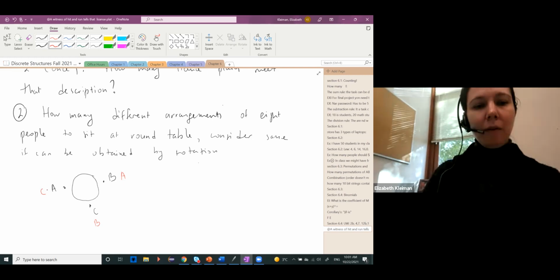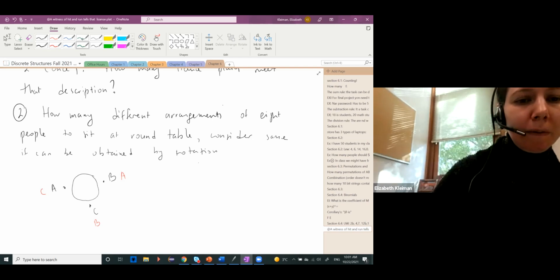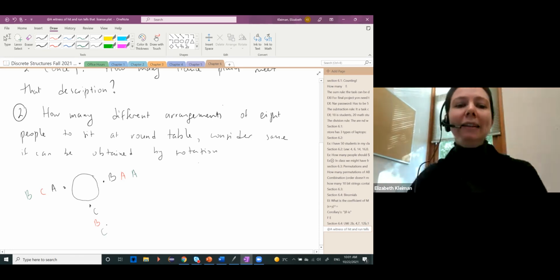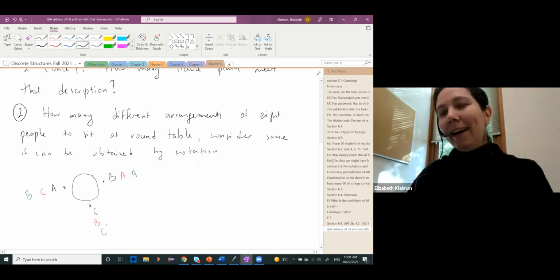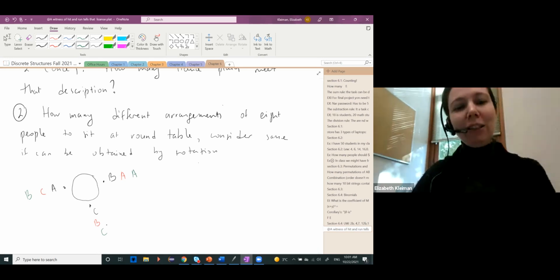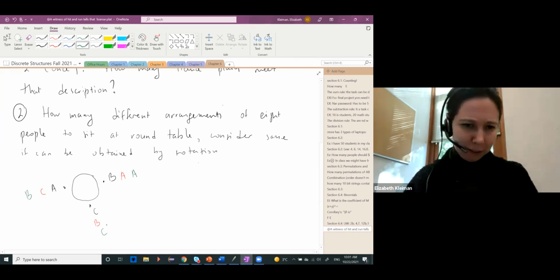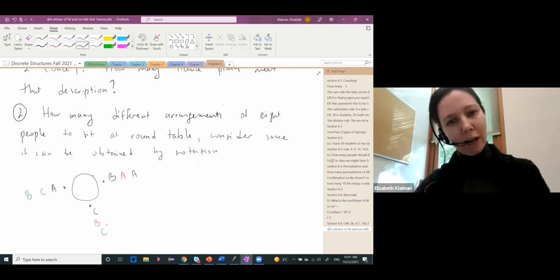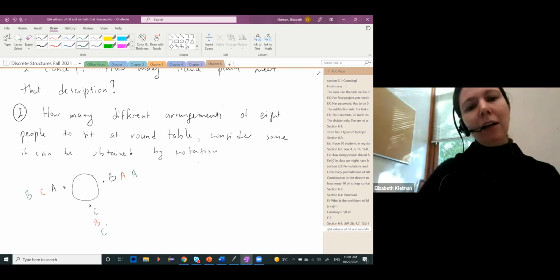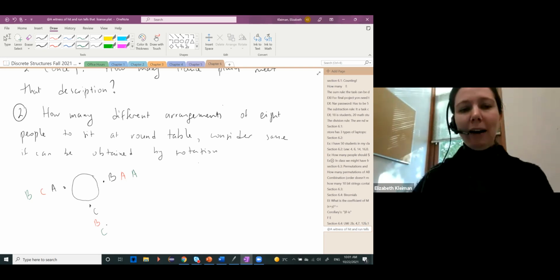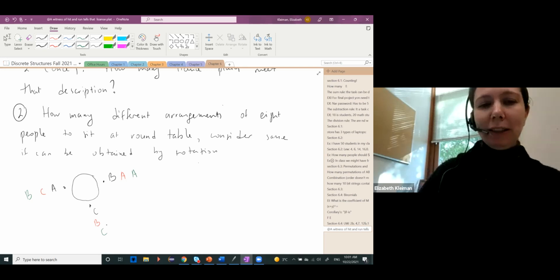Now, B, A, C is not the same because A has B to the right of it and C to the left of it, which is different from where A had C to the right and B to the left. B has C to the right and A to the left in green, and B has A to the right and C to the left in the other one. They are not the same.